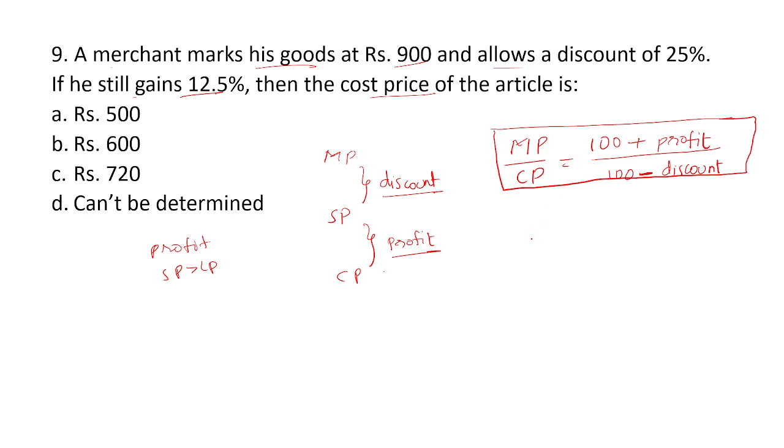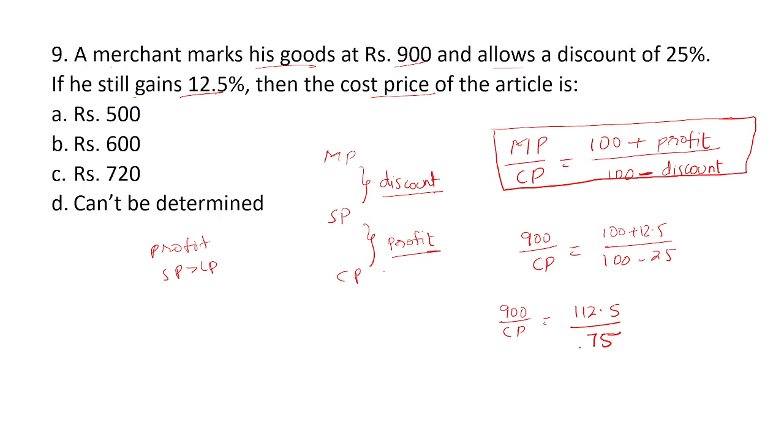So the marked price is already given as 900, and here you need to calculate the cost price. 100 plus profit, 100 plus 12.5, over the denominator 100 minus 25. So 900 by cost price equals 112.5 by 75, since 100 minus 25 is 75. Which table can I use? Straight away I can use the 12.5 table, guys.